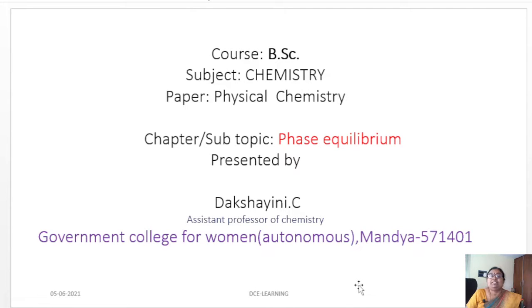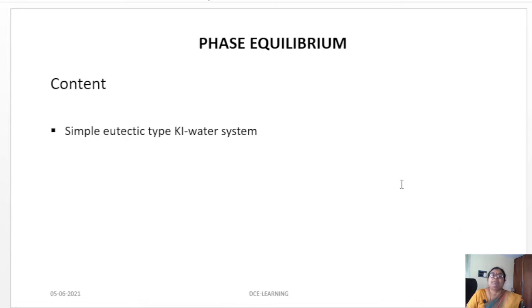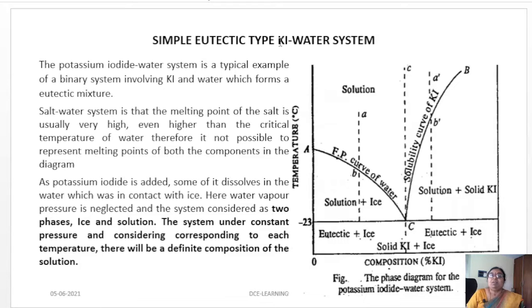Today we are going to discuss phase equilibrium for the BSc chemistry course, in the paper physical chemistry. This session covers the simple eutectic type potassium iodide-water system. The simple eutectic type potassium iodide and water system is a typical example of a binary system, where potassium iodide and water form a eutectic mixture.